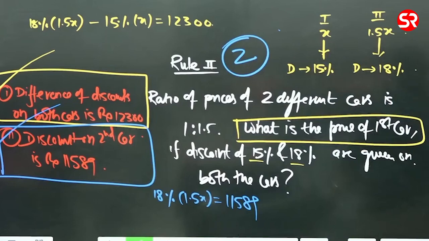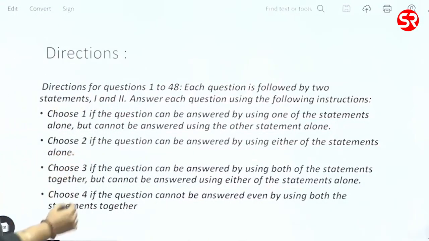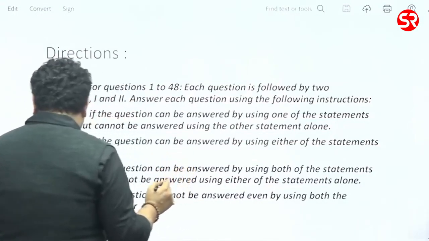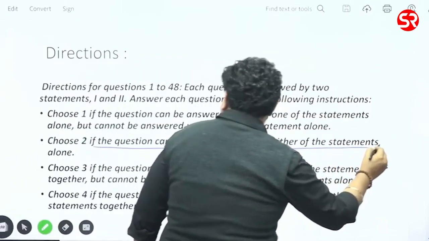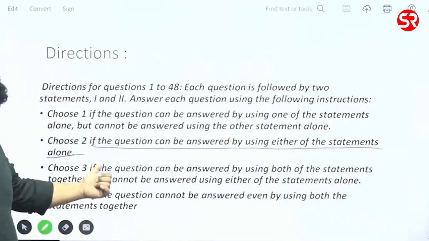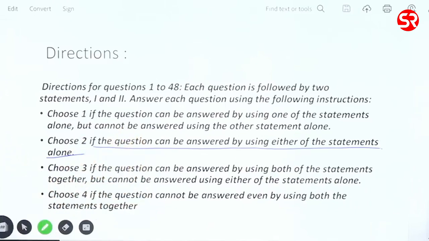And this is easy. What UPSC is giving is bombastic. Because statement 1 is also giving you the answer, statement 2 is also giving you the answer. Let me go back. Choose 2, if the question can be answered by using either of the statements alone. Both the statements are giving you the answer alone. Clear? So have this map in your mind always.